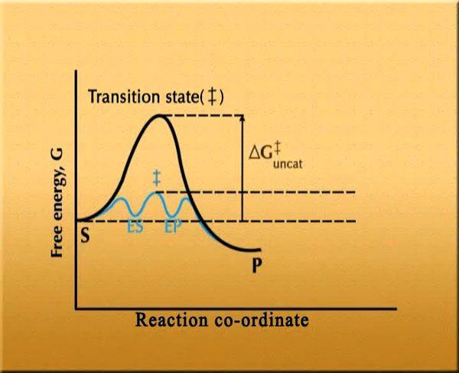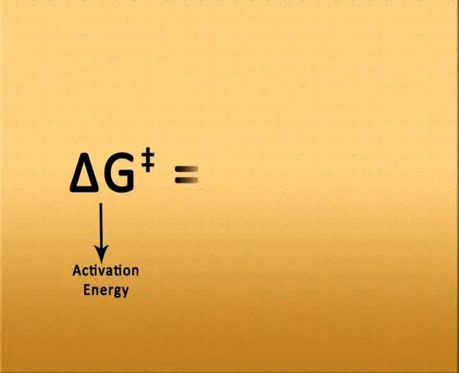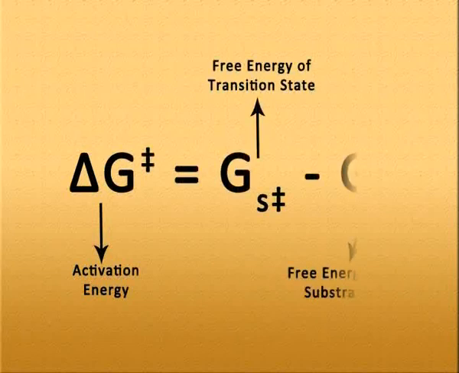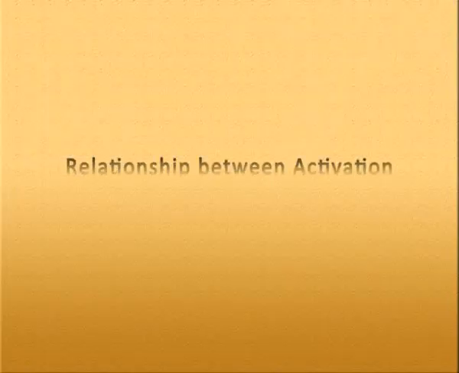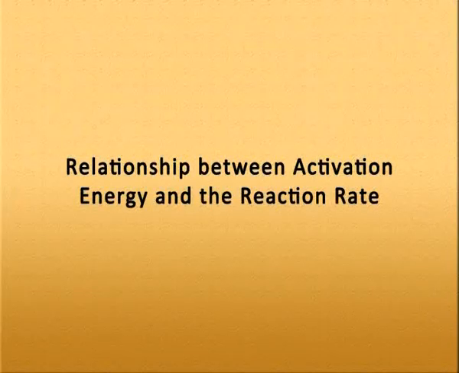The difference between the energy levels of the ground state and the transition state is called the Gibbs free energy of activation, or simply the activation energy. It is denoted by delta G double dagger. For forward reaction, activation energy is the difference in free energy between the substrate and the transition state, or we can write it delta G double dagger is equal to free energy of the transition state minus free energy of the substrate. Now, having learned activation energy, let us study the relationship between activation energy and the reaction rate.